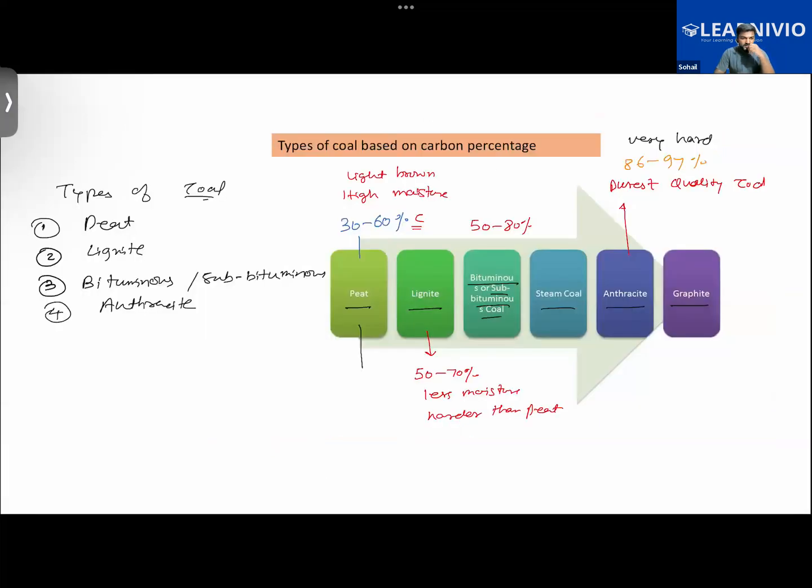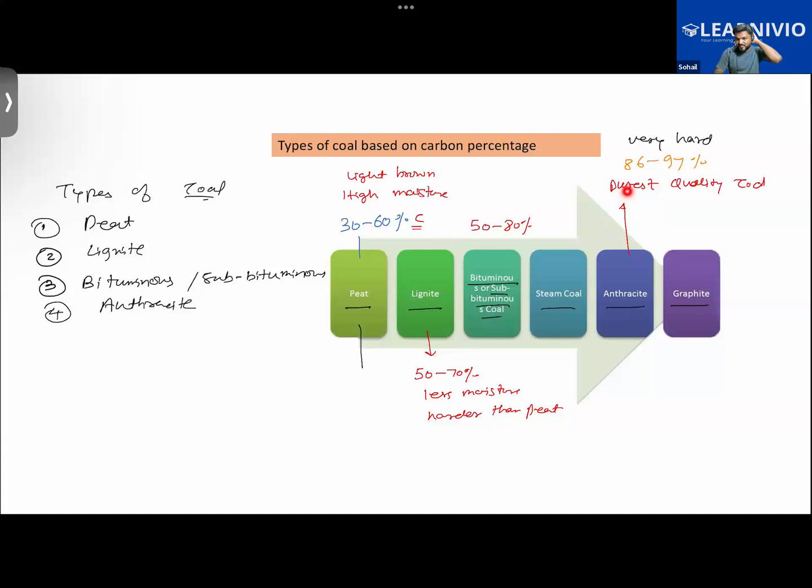Got this now. Also, we learned about types of coal based on carbon percentage. You have the following main types of coals: peat, lignite, bituminous or subbituminous, and then anthracite. This is the type of coal in the increasing order of the carbon found in them. Like anthracite, as you can see over here, is the coal of purest quality, and it is also more expensive than other coals.